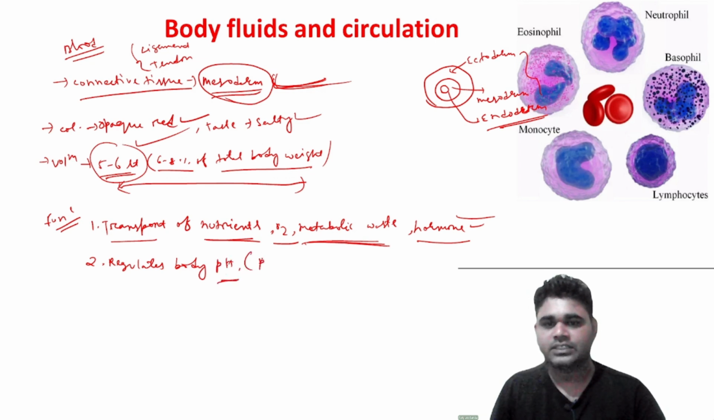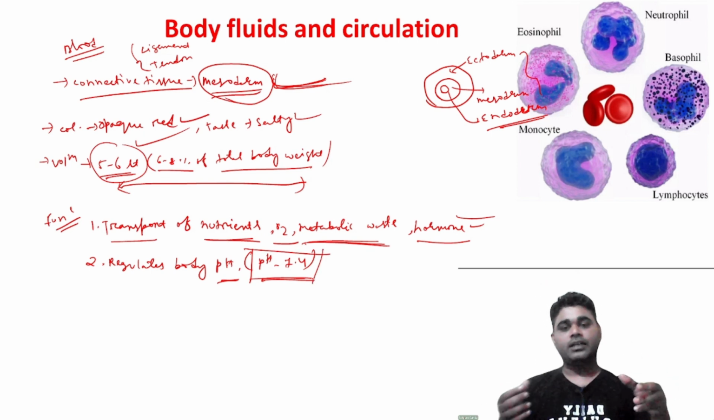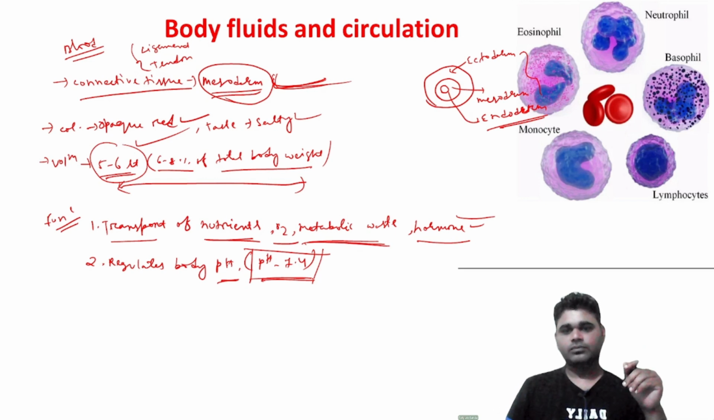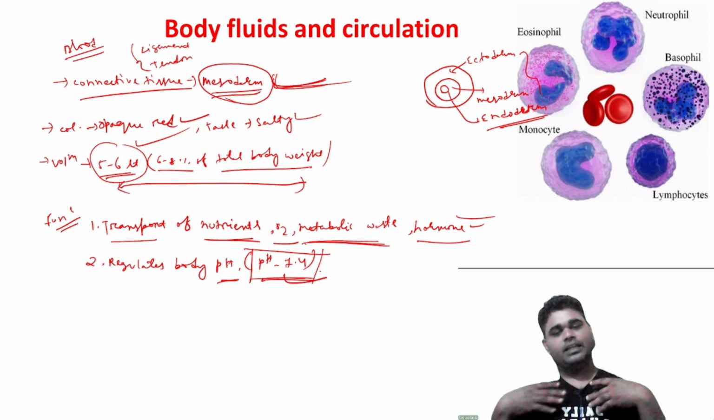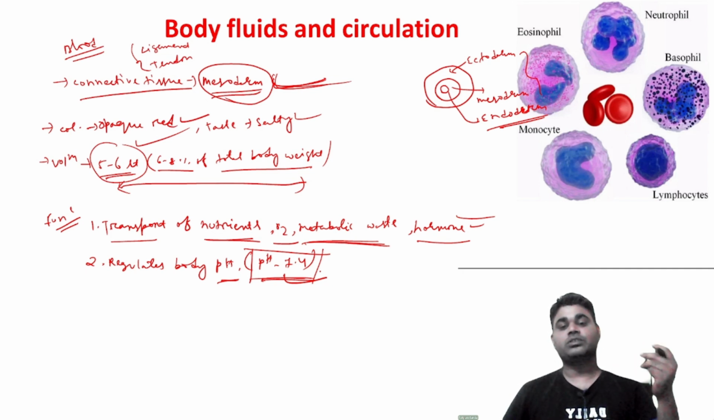Remember, the pH of the blood is 7.4. This is very important. The pH of the blood is 7.4. And if anyone asks you what is the pH of your body, what will you say? The answer will be 7.4, because in any part of our body the pH is 7.4, and this pH 7.4 is maintained by the blood, because the blood pH is also 7.4.